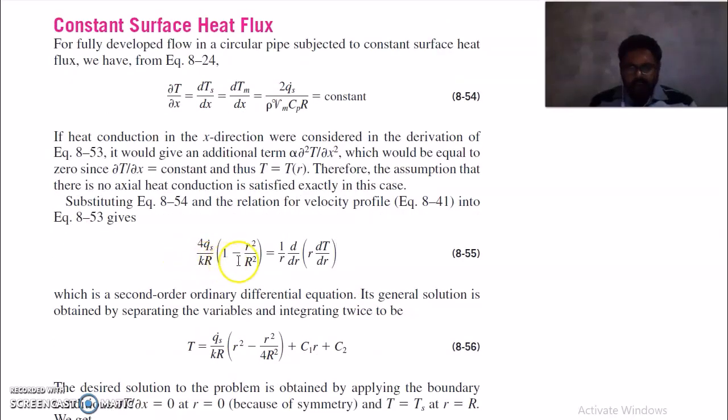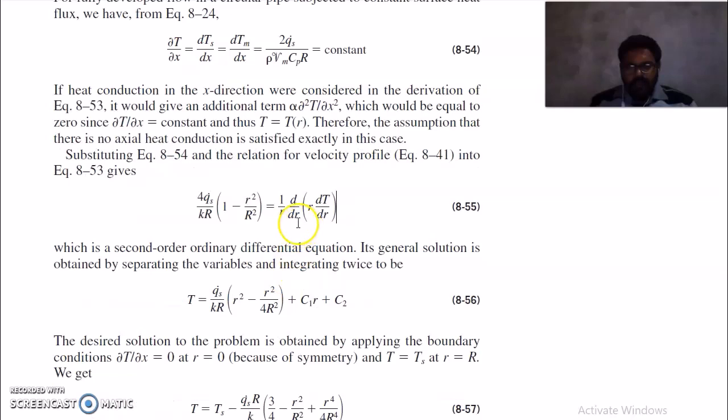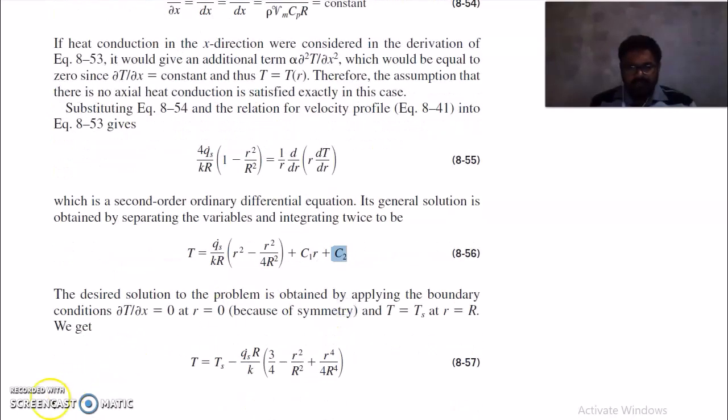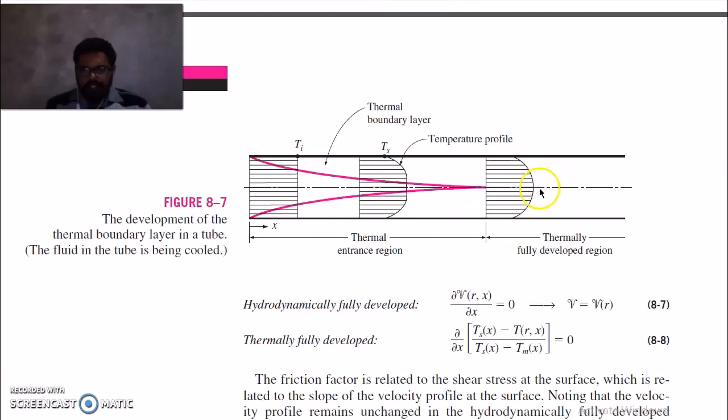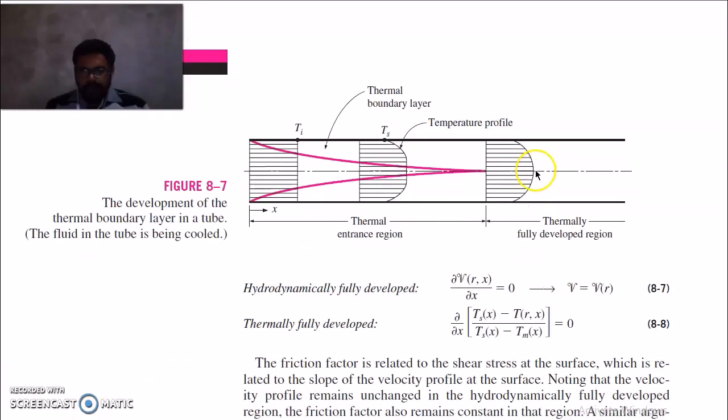Now it is a second order differential equation with respect to r. Integrate twice with respect to r. When you integrate, you will get this equation with the two constants C1 and C2. The desired solution to this problem is obtained by boundary conditions. We know del T by del r is 0 at r equal to 0, because of symmetry. At the center of the tube del T by del r is 0, because the slope here you can see is 0.